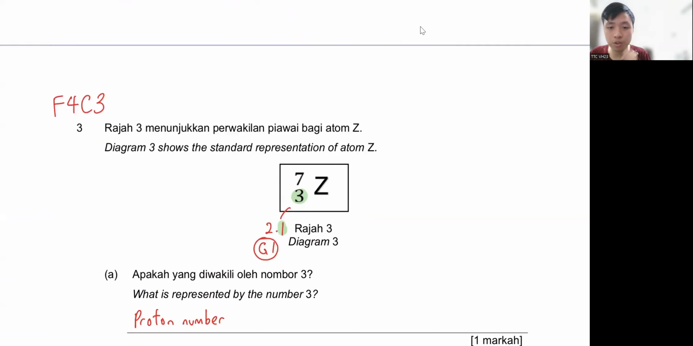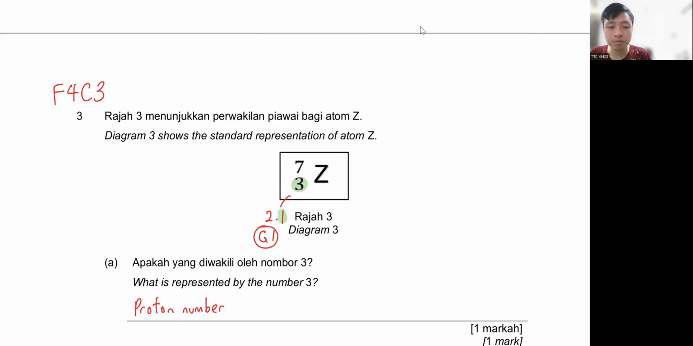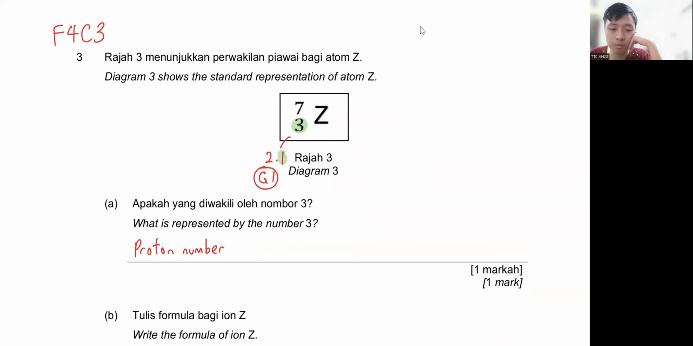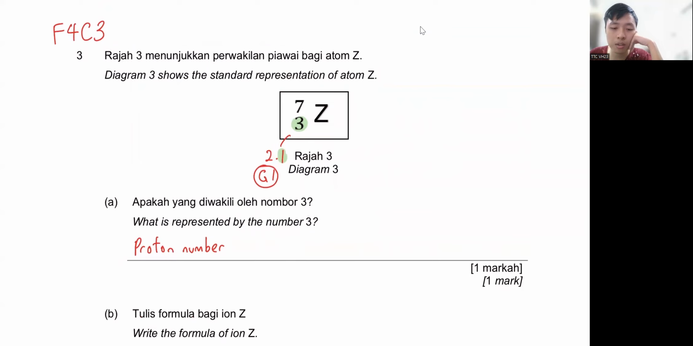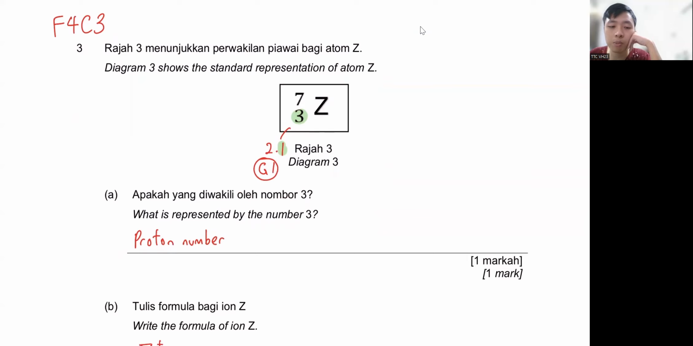Okay. For question 3. Standard representation of atom Z, where this one is showing the symbol of the element, the proton number, and this one the nucleon number. The number 3 showing is the proton number. And actually this one is group 1, based on the electron arrangement of 2.1. Group 1, what happens? For ion, they donate one valence electron out to become Z plus.